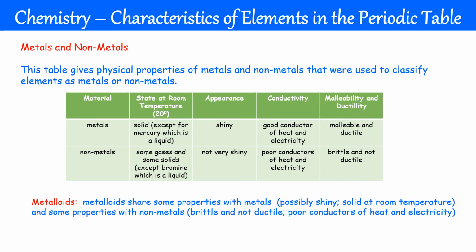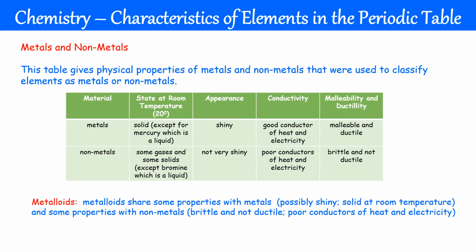Nonmetals are some gases and some solids. Bromine, which is a nonmetal, is a liquid. They're not very shiny. They're poor conductors of heat and electricity, and as solids they are brittle and not ductile.